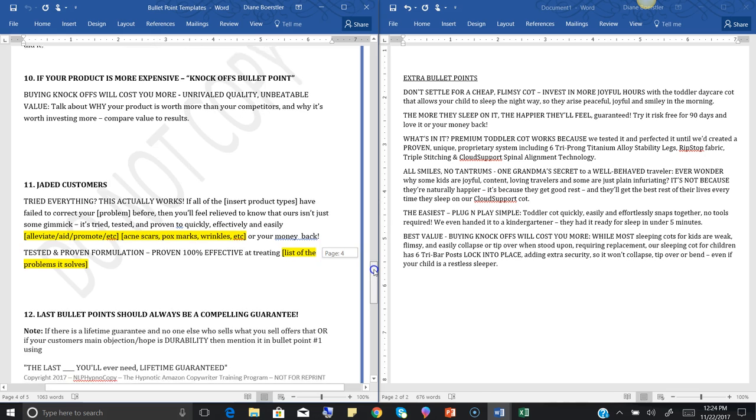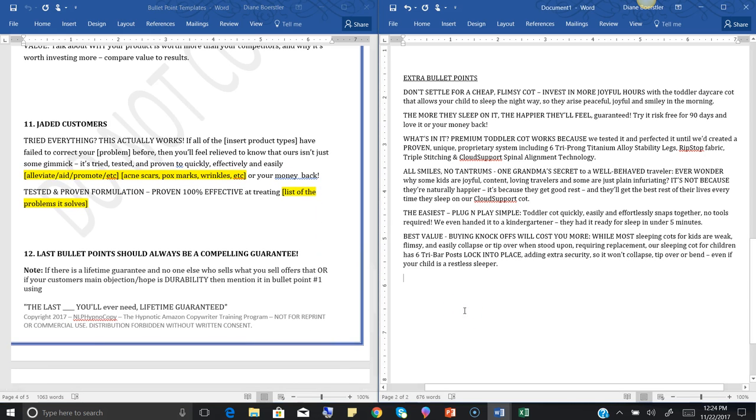Let's go to jaded customers. We love this one. Tried everything for toddler bed, but you can come up with something more interesting. This actually works, right? So I would say tired of flimsy, uncomfortable other cots? This actually works. Something like that.